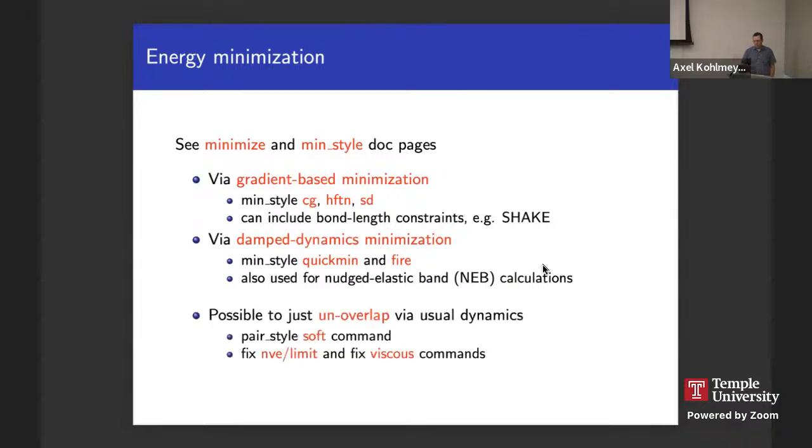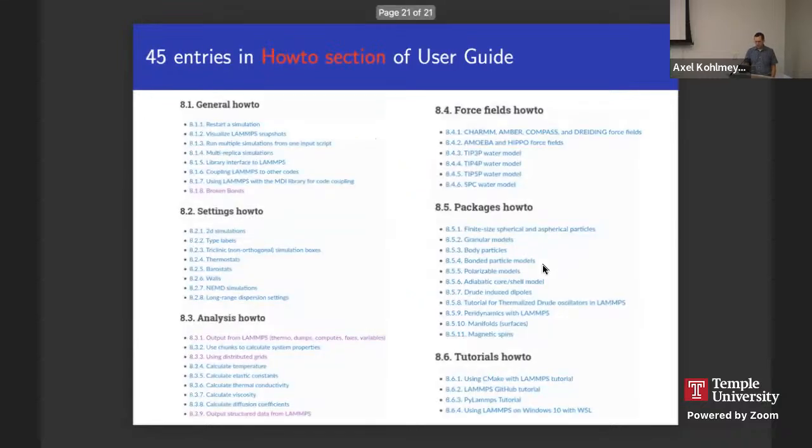If you just want to un-overlap your simulation, there's pair_style soft. That's just a very soft command so that when you run dynamics, it won't blow up. The particles won't explode because they're overlapping. There's also fix nve/limit and viscous, which will help slow down overlap. If you have a strong overlap, you can slow that down and just try to un-overlap using the normal run command.